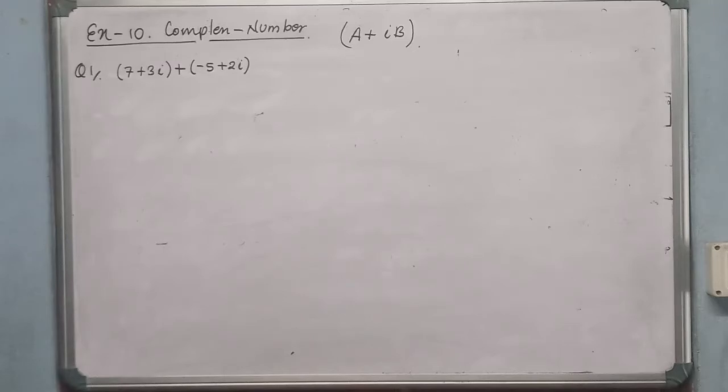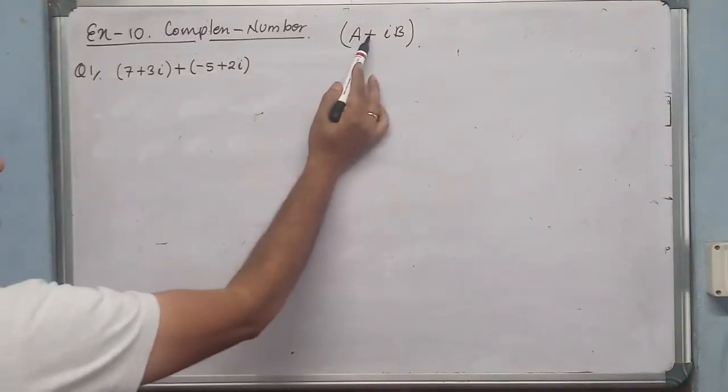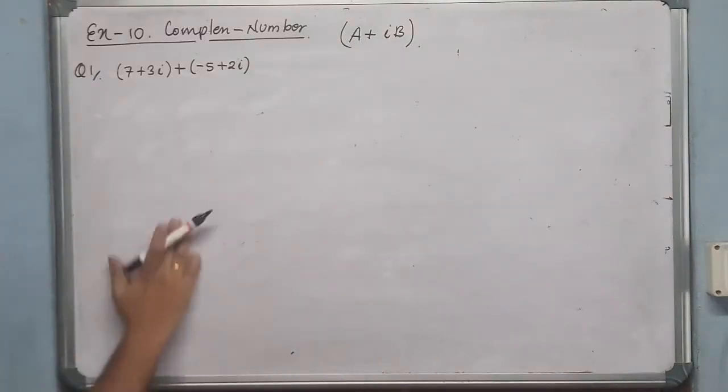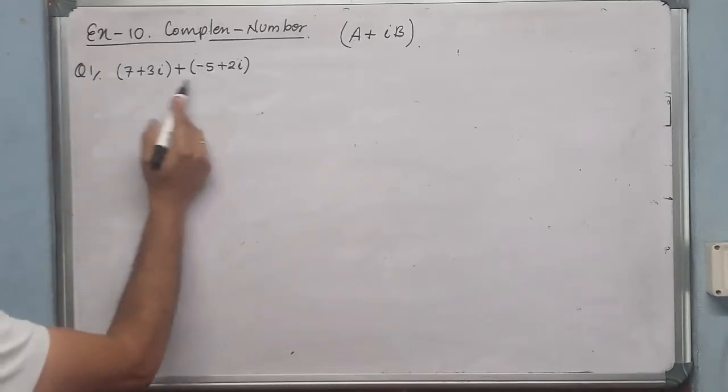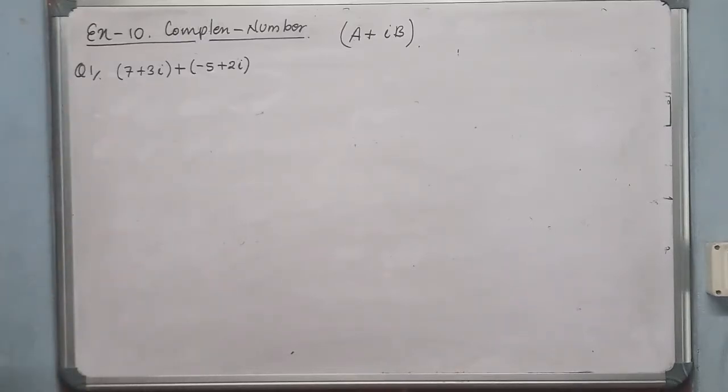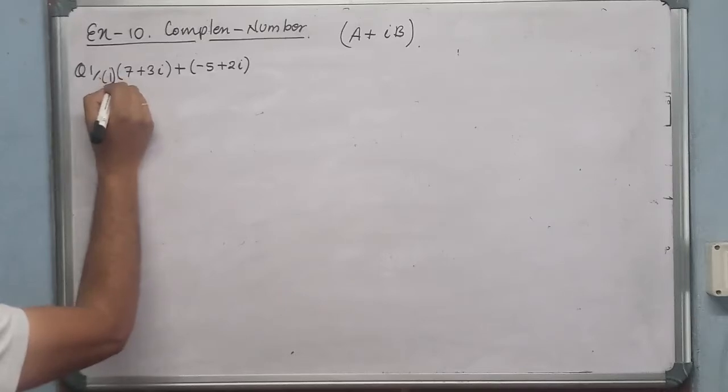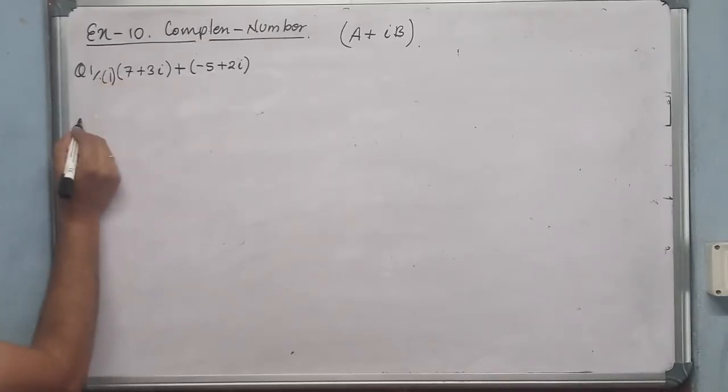Now express each of the following complex numbers in the form of a plus ib. You can see in the video that a plus ib is there. The given complex number that you have to write in terms of a plus ib form. Now the given question is this one. Question number 1, part 1. You have to express this complex number in the form of a plus ib.